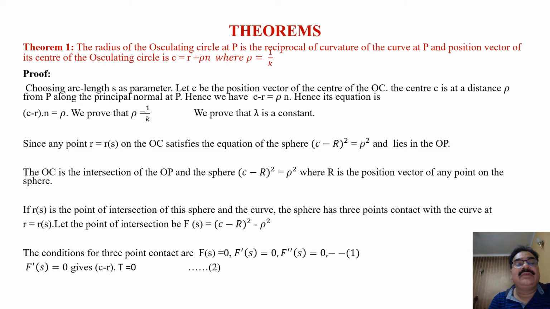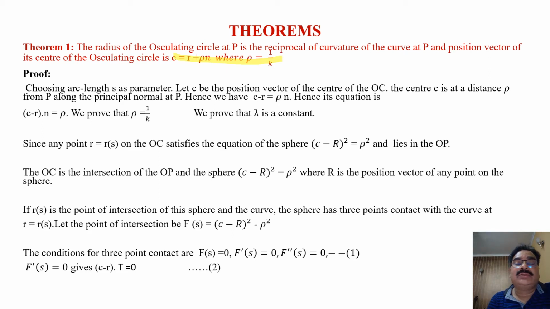Now, there is one very important theorem associated with this. The theorem is that the radius of the osculating circle at P is the reciprocal of the curvature of the curve at P, and the position vector of its center C is equal to R plus rho n, where rho, you know, is the radius of curvature, that is 1 by K.